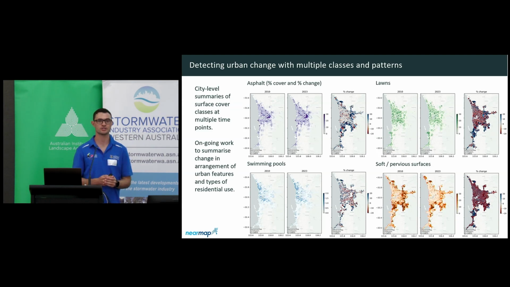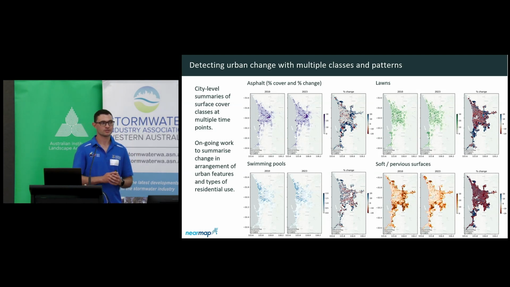And then the third map in each panel is showing the percentage change in that cover class between 2010 and 2023. So the blue shades are where you've seen a mesh block that's had an increase in that type of cover, and the red shades are where you've seen a decrease. And so you can see some really interesting patterns in how the surface cover of Perth's urban landscape is changing over time.